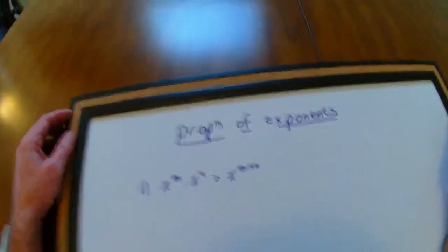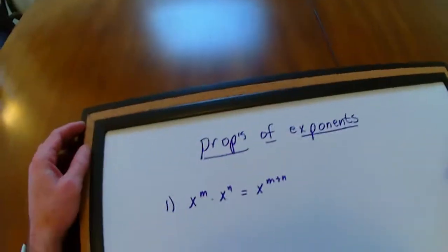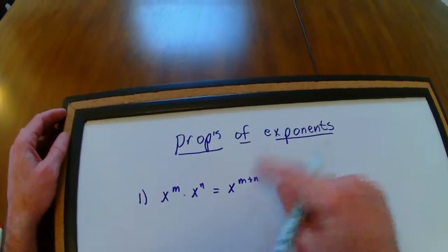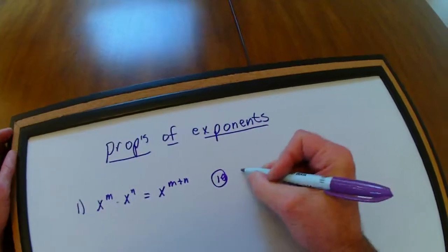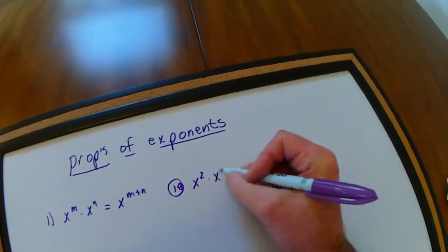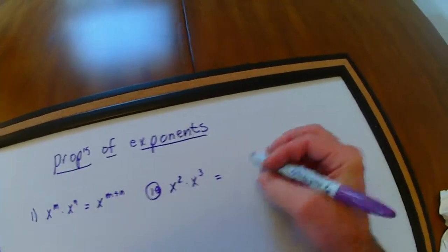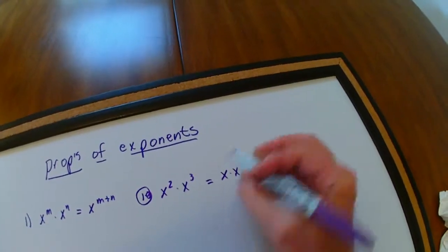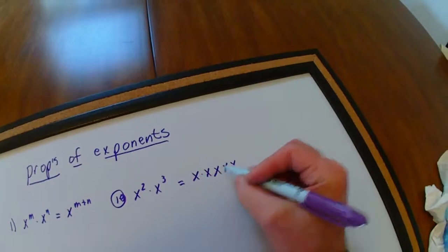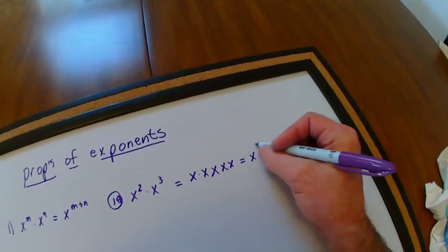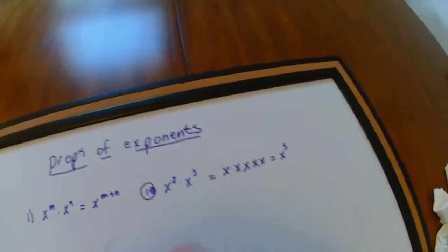Now I oftentimes think it's easiest to just actually make a simple example, so it helps, it's an easy way to remember this. So for example, imagine you had x squared times x cubed. If you write out what x squared means, x times x, and you write out what x cubed means, x times x times x, then you can clearly see you have 5 of them, and the 5 is obtained by adding the 2 and the 3.